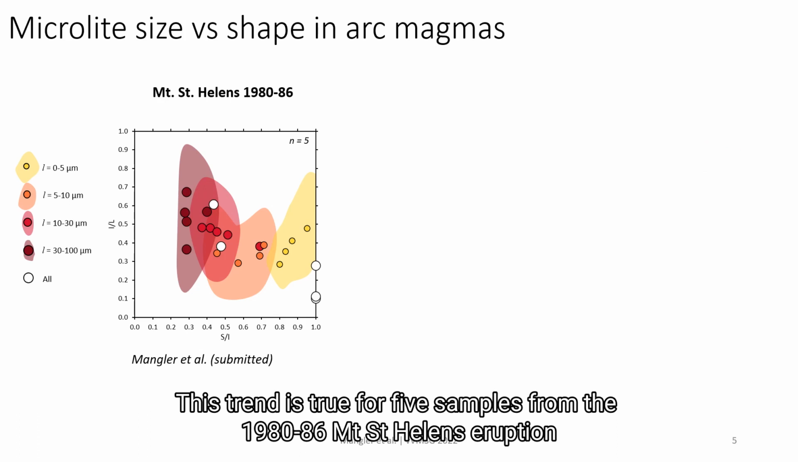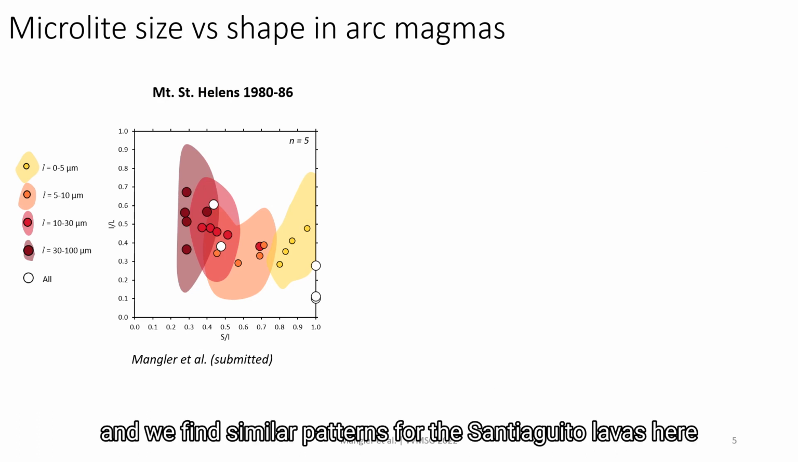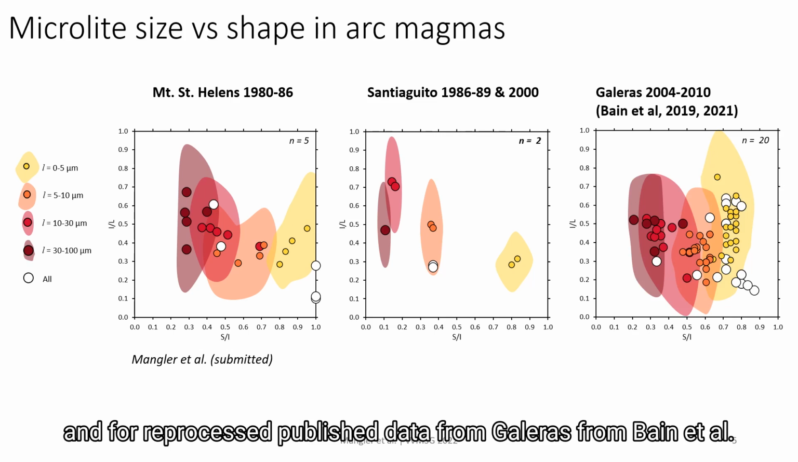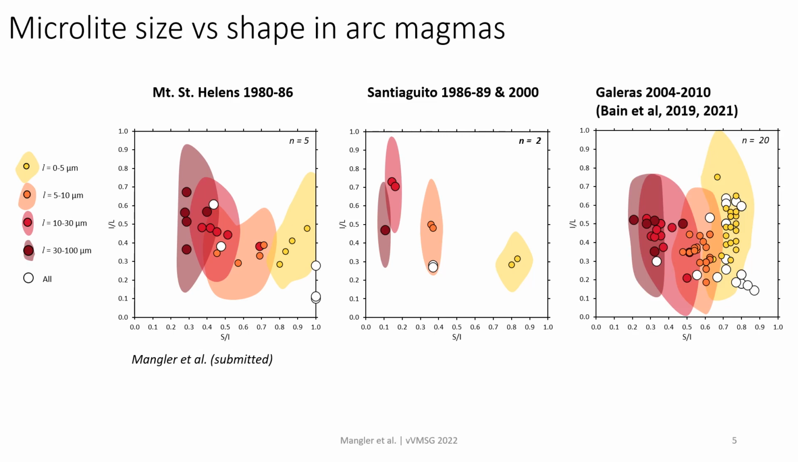This trend is true for 5 samples from the 1980 to 86 Mount St. Helens eruption, and we find similar patterns for the Santiaguito lavas here, and for reprocessed published data from Galeras from Bain et al. So what does this trend mean?